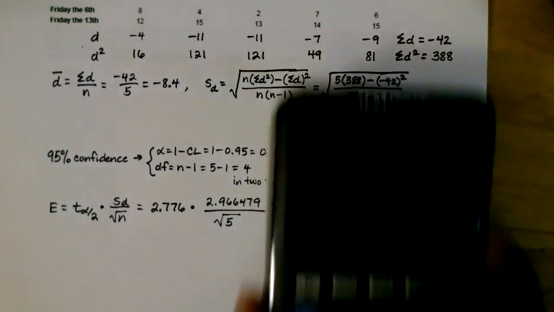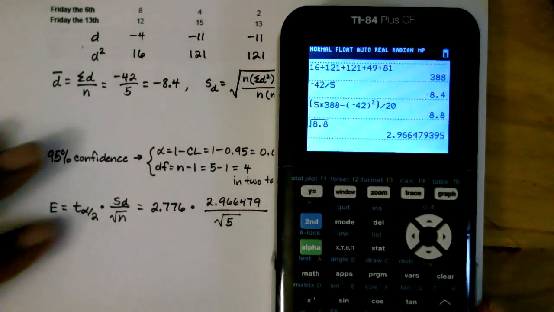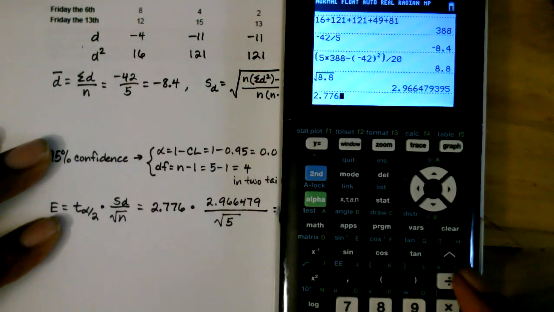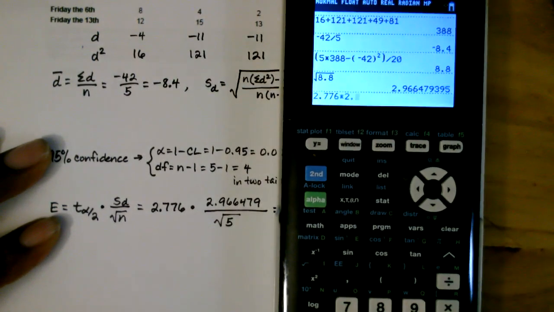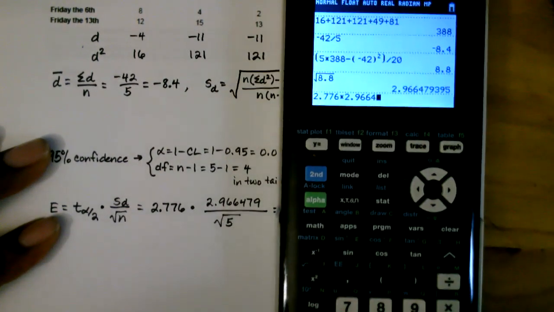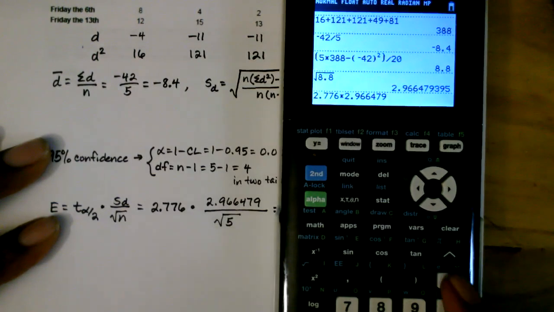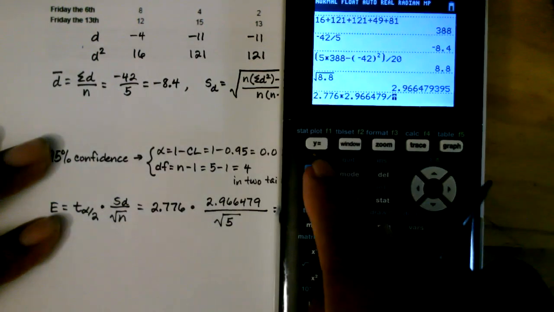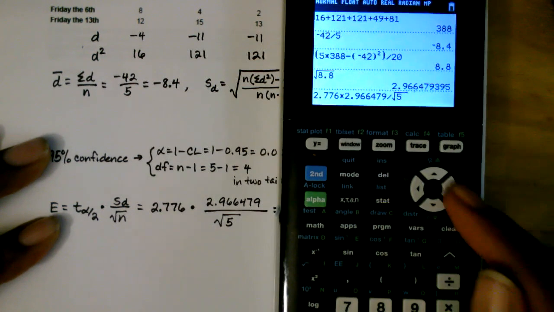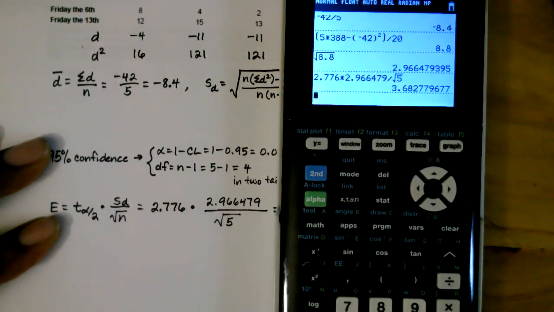I'm going to do all of this in the calculator. So if I do 2.776 times 2.966479, and then that's divided by, and then second x squared for the square root, 5. This is my margin of error. And I'm going to round this to 3 decimal places. So this will be 3.682.